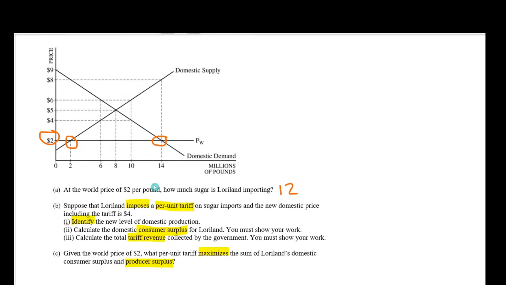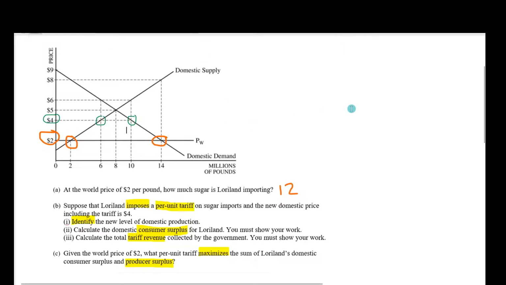Part B asks us about a per unit tariff that's put in place by Loriland, this country, on imports. So it's going to increase the price to $4. So let's see what that looks like. That takes us up to here. A tariff will increase the quantity supplied by domestic producers. So you can see they're moving from 2 million to 6 million. The higher price, though, as we would expect, will reduce the quantity demanded. So we're going to move from 14 million pounds to 10 million.